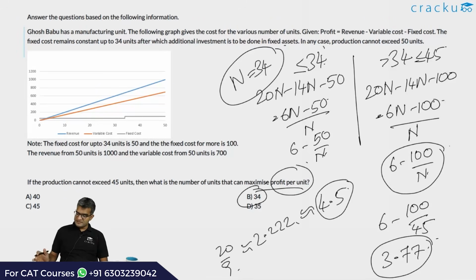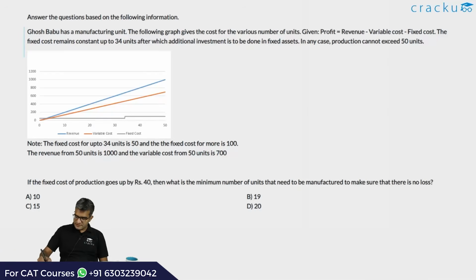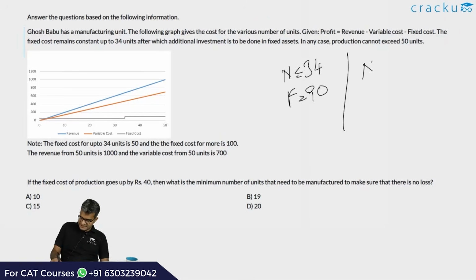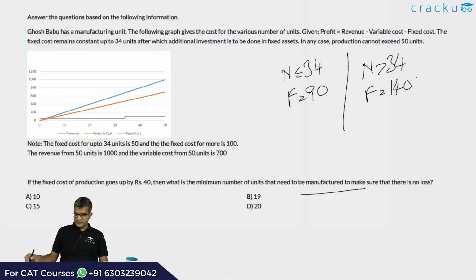Let us look at the last question of this set. If the fixed cost per production goes up by 40 units, so when n is less than or equal to 34, the fixed cost is 90. When n is greater than 34, the fixed cost is 140. What is the minimum number of units that need to be manufactured so that there is no loss?